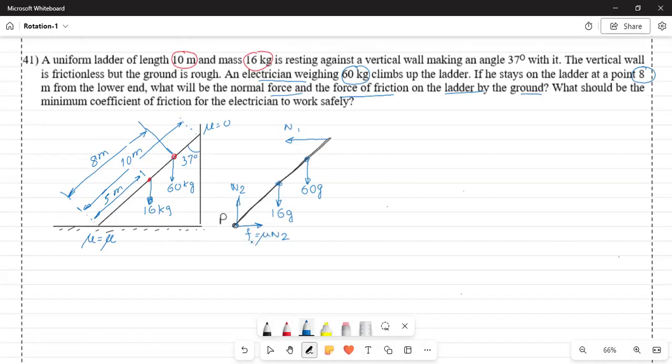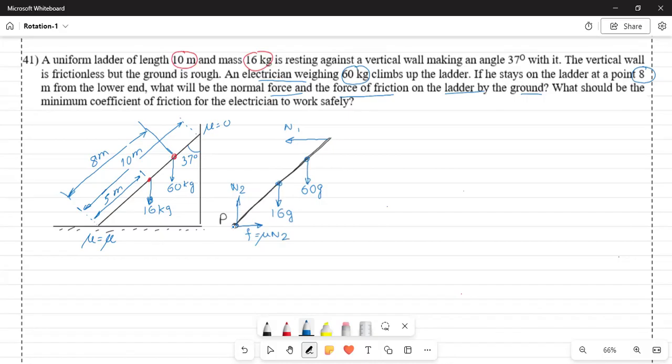Further, if you consider the rotational effect on this ladder, N1 creates an anti-clockwise rotation, considering P as the pivot, and 16g creates a clockwise rotation, 60g also creates a clockwise rotation. They have to balance each other. But the forces N2 and F, which pass through the pivot P, do not contribute to the rotation.